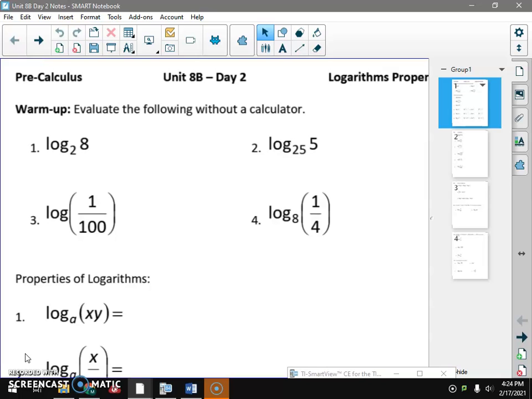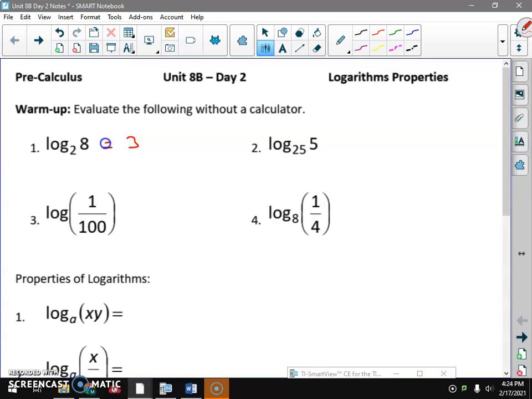Log base 2 of 8: 2 to what power equals 8? 3. Log base 25 of 5: 25 to what power gives you 5? Square root, also known as a half. Log of 1/100th, remember that's base 10. 10 to what power makes 1/100th? 10 to the second makes 100. 10 to the negative second would make 1/100th.